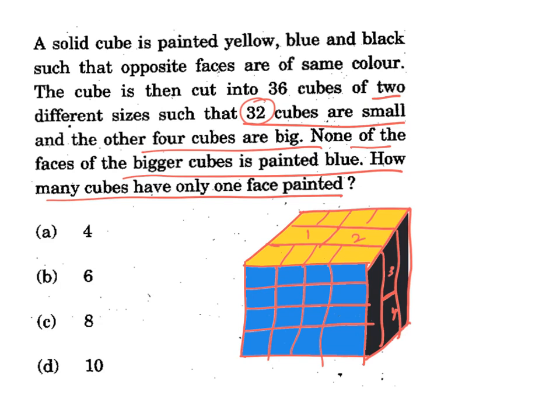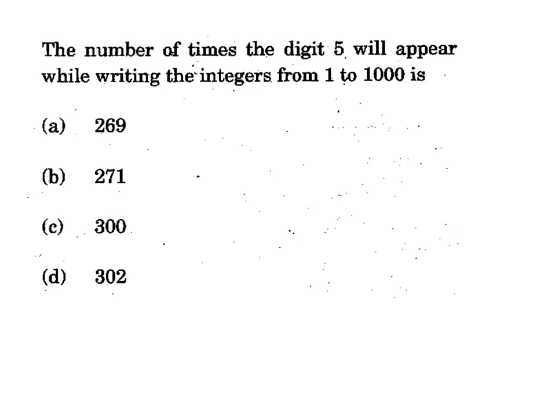So, now he is asking how many cubes have only one face painted. One face painted are these cubes. These 4, and the opposite side also you will have 4. So, 4 plus 4, there are 8 cubes which are one face painted. Little tricky, you have to imagine that.